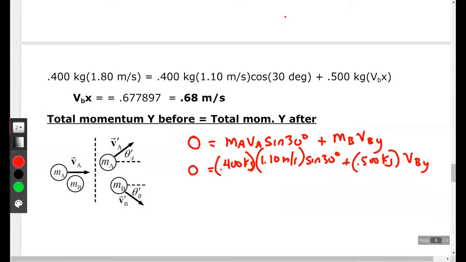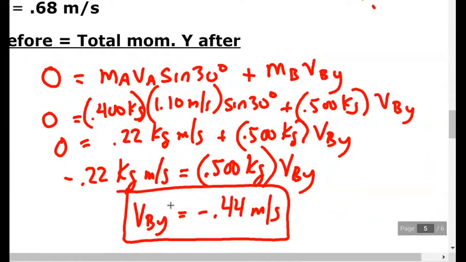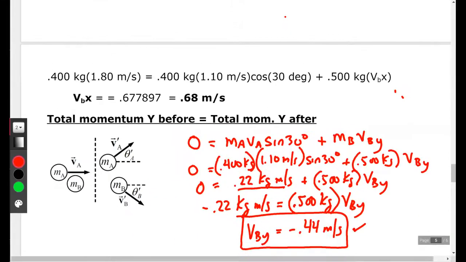So I'm going to pause this and do the calculations. So this is what it looks like when you do the math. This first term comes out to be 0.22 kg. 0.5 times VBY, subtract 0.22 from both sides, divide by 0.5, and you get your VBY. So now you have to take your VBX, which is right over here, and your VBY and find VB.